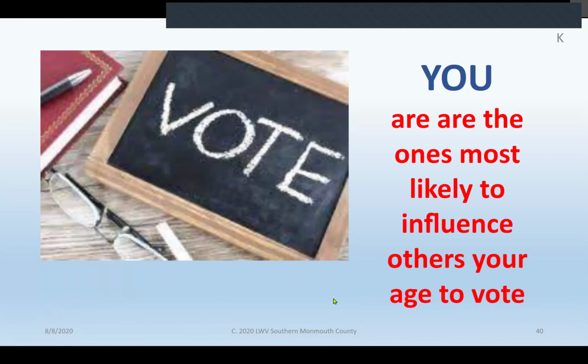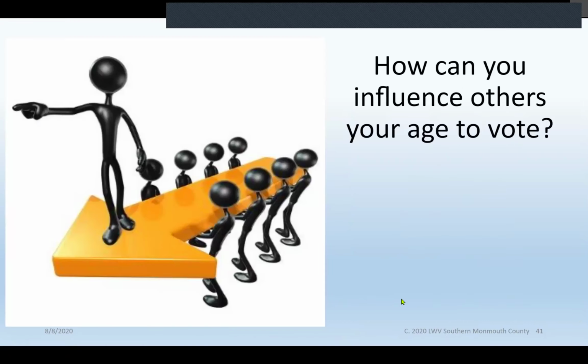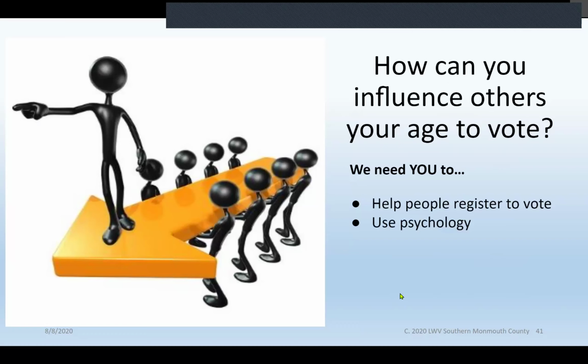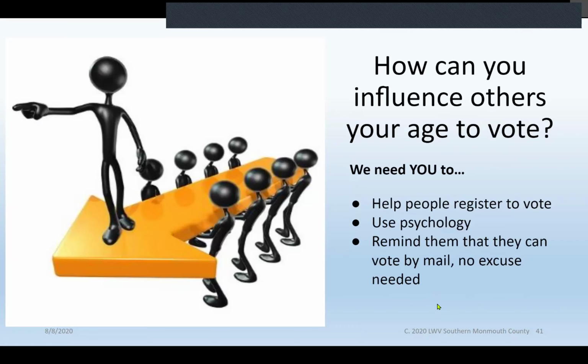So they're the ones most likely to influence other people their age to vote. So how can we do that? We need to ask you to help register people to vote. Get your peers out who are eligible. And then we're going to ask you to use some psychology. We're going to give you some of that. And you can remind people that there are no excuses.